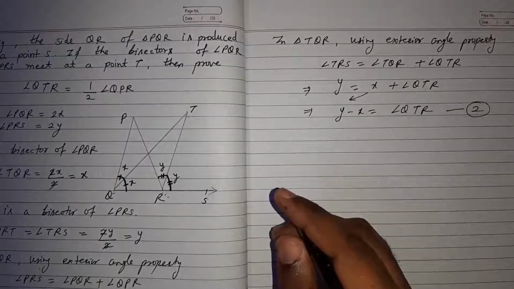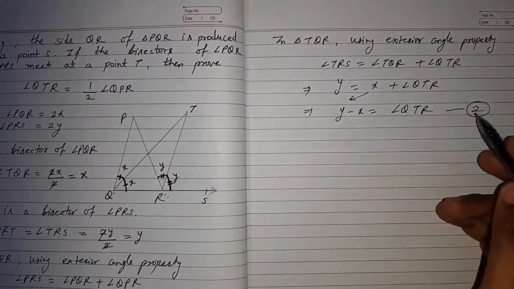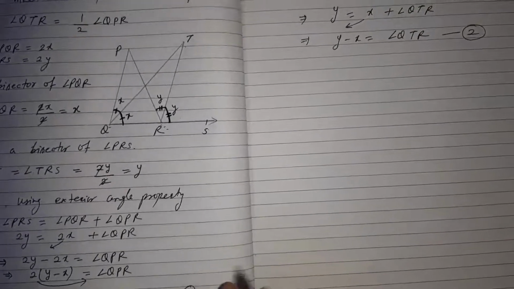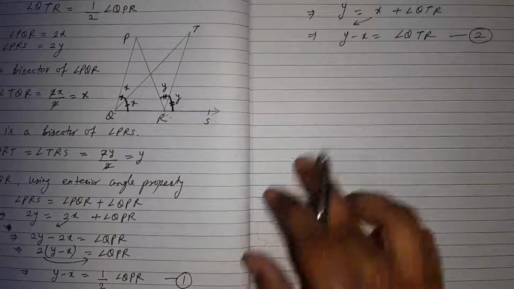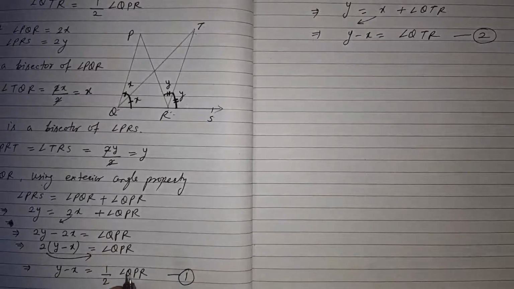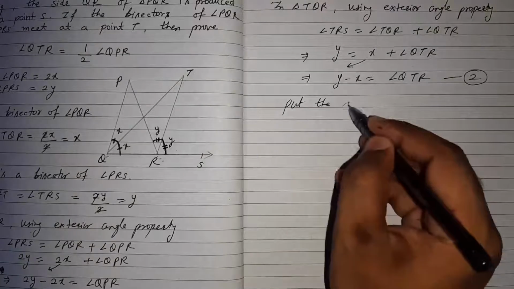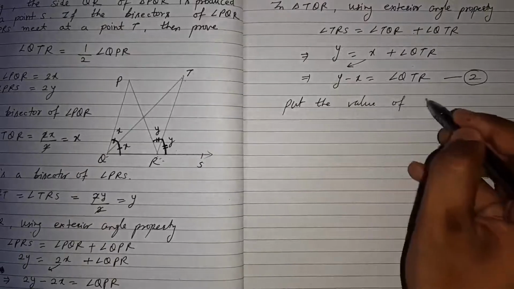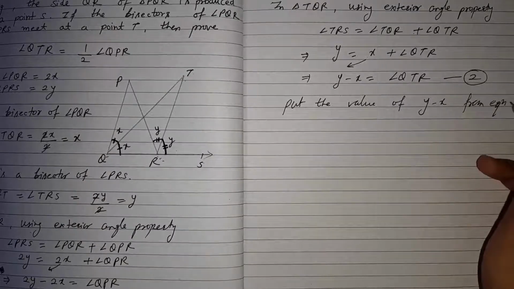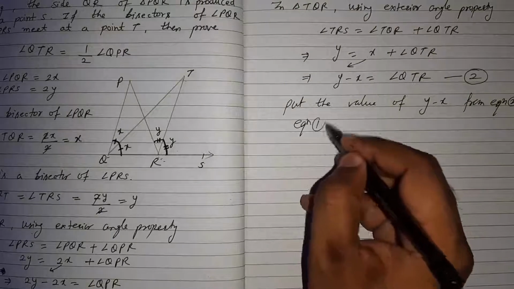Now put the value of y minus x from equation 2 into equation number 1.